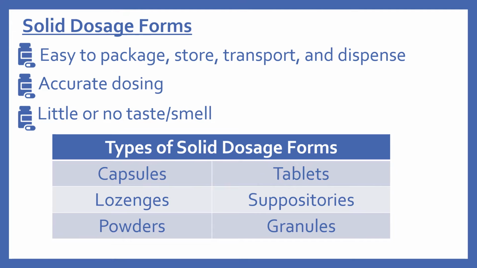So first we'll begin with the solid dosage forms. Solid dosage forms are easy to package, store, transport, and dispense, and they have very accurate dosing, and there is little or no taste or smell. So that's some of the benefits of solid dosage forms. And some types include capsules, tablets, lozenges, suppositories, powders, and granules.